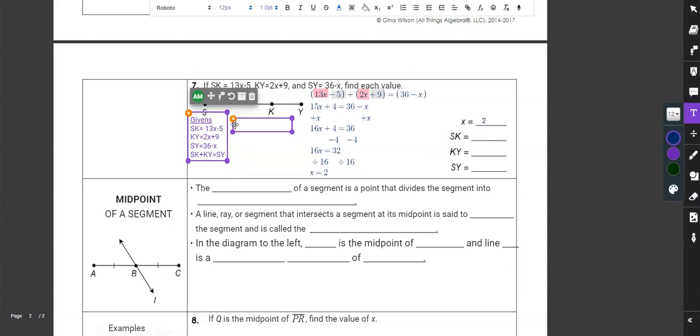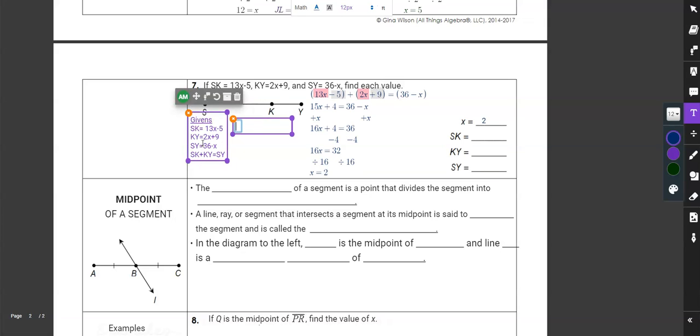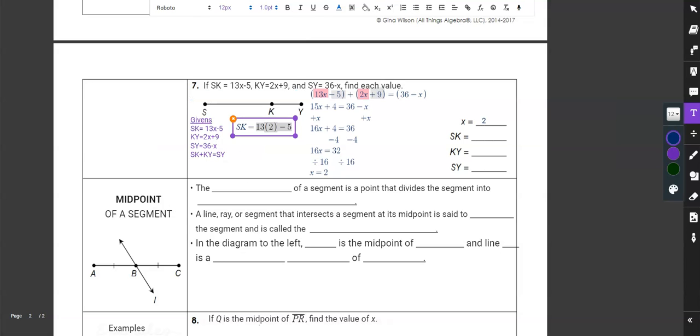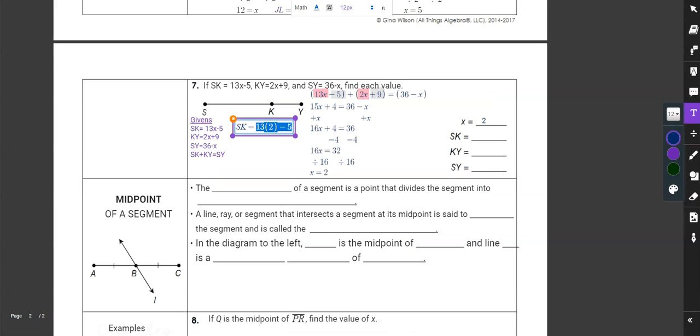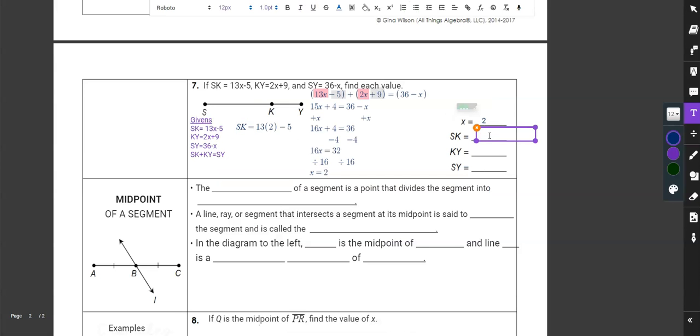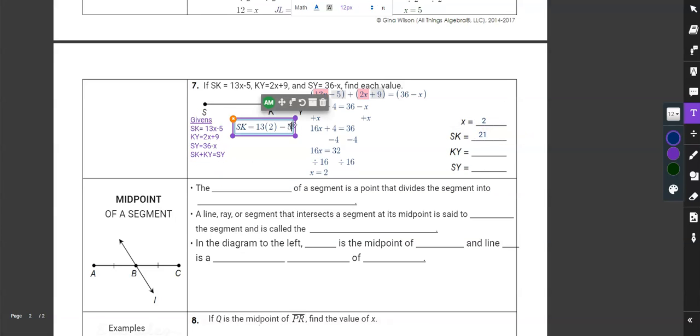So we have our SK. Again, I'm going to do this in there. SK is equal to 13 times 2 minus 5. And again, this is one of those ones where you can just do the substitution and run it through the Desmos calculator. And we get 21. So I'm going to put my cursor over here. It's 21.